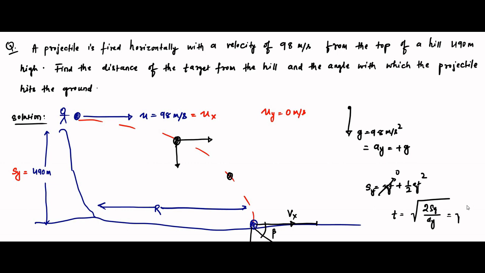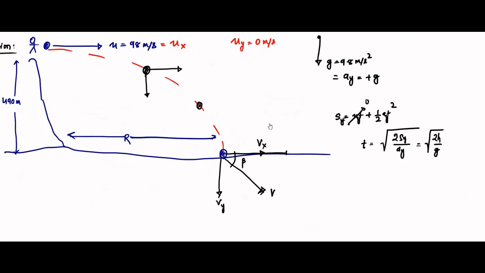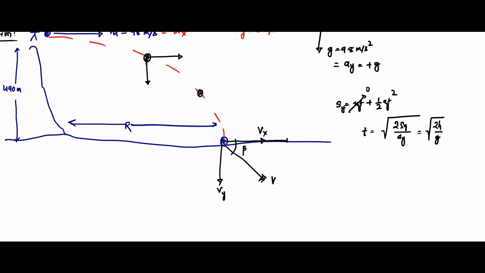2 Sy by ay. Sy is the height of the hill, ay is equal to plus g, so this becomes 2h by g. So if we calculate it, it is 2 into 490 by 9.8. So time of flight is coming around 10 seconds, root over of 100, that's 10 seconds. This is the time of flight.